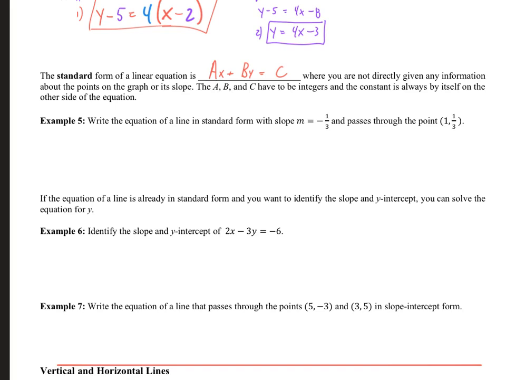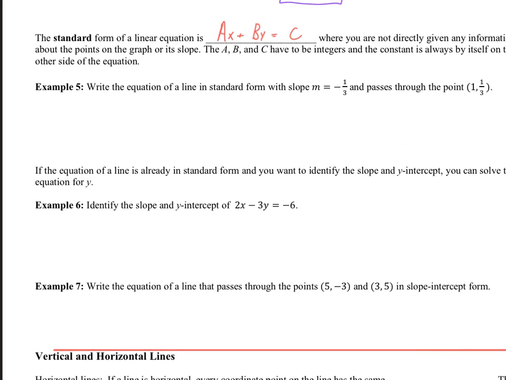So I'm going to give us some information about the line and its slope and a point that we want it to go through, and we want to end up writing it in standard form. It's a little tricky, but it's not generally a skill that we work a lot on in Algebra 2. Because they're giving me the slope and then just a point, I'm going to start off in point slope form.